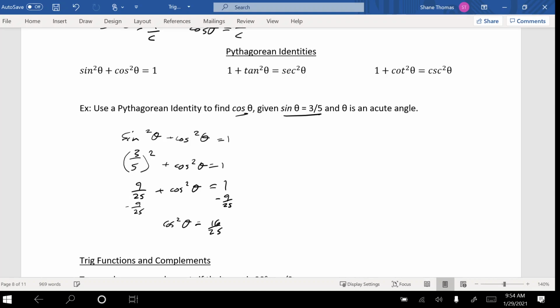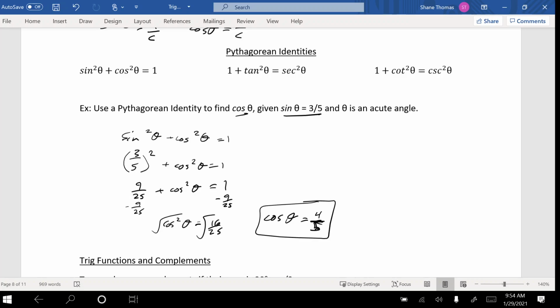So we almost got it. We want cosine, but right now we have cosine squared. What do you think we need to do to both sides? Square root them. Absolutely. Square root both sides. I have the cosine of theta is equal to 4/5.